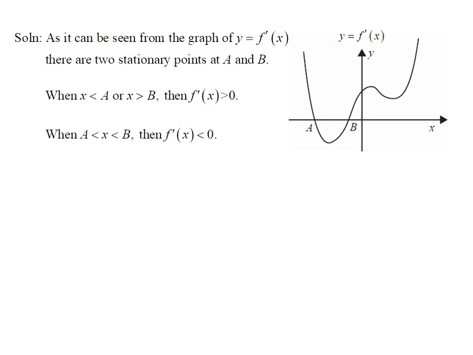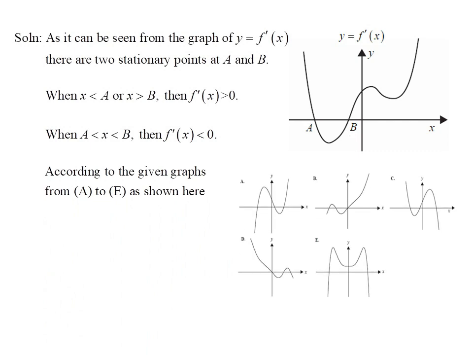However, when x is between A and B, f prime of x is less than 0, which implies f of x is decreasing when x is between A and B. Hence, according to the given graphs of f of x from A to E, only graph B matches the given graph of y equals f prime of x. So the correct answer for question 6 is B.